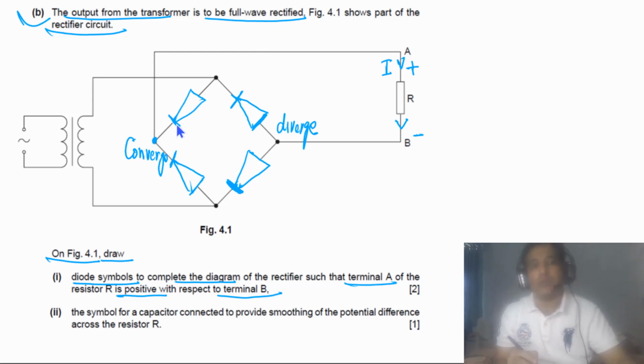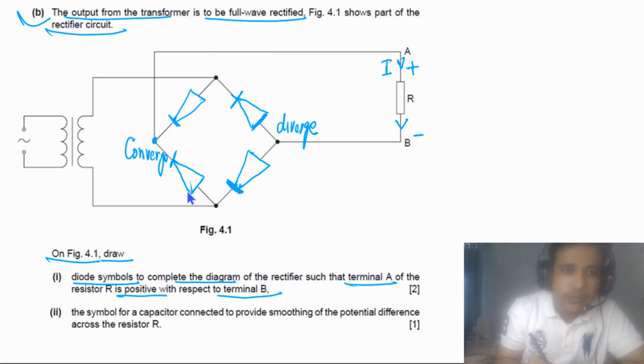So this is how you need to draw, but we can also check whether it is correct or not. Let's try to use a different color. When this side of the power supply becomes positive, current in this case will flow like this. At this point current has two ways to go, down or this way, but current will not go this way because this is reverse biased.